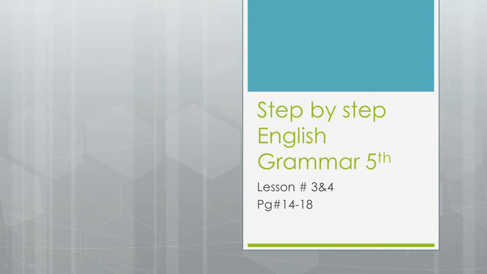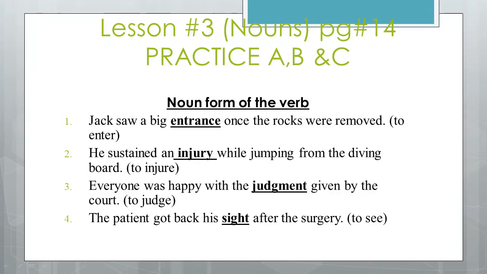Dear students, in the previous lesson you have learned that we can make nouns from verbs. And you also learned that we can make a noun from a verb by adding suffixes at the end of the word. Today we will practice the knowledge. Open your books of grammar at page number 14. Let's discuss practice exercise A.